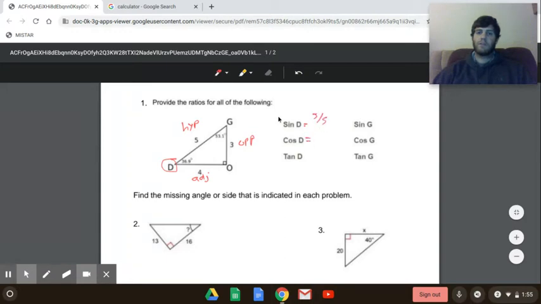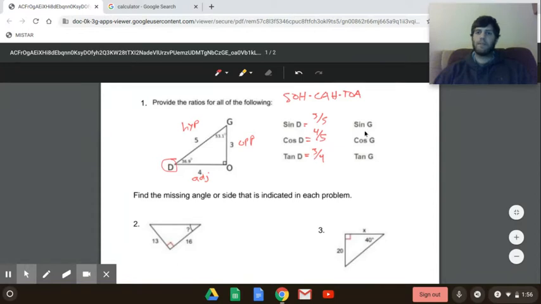Cosine of D, cosine, right? So CAH. Okay, so cosine is adjacent over hypotenuse. So adjacent's 4, hypotenuse is 5. So that's 4 over 5. And then tangent is the TOA. So tangent is opposite over adjacent. So opposite is 3, adjacent is 4. That's going to be 3 over 4. Okay.